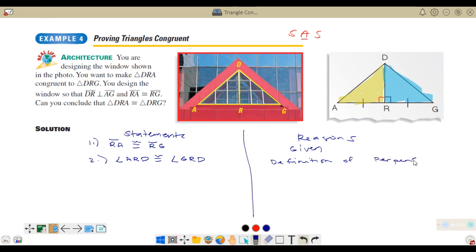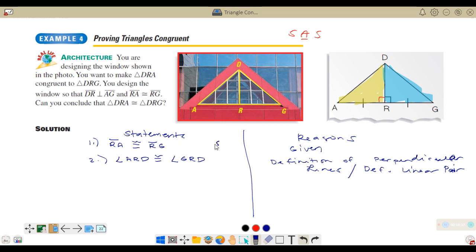Pwede rin naman na ang i-reason nyo ay definition ng linear pair. So, since AG is a line and DR is a perpendicular bisector, it divided AG into two congruent angles, ARD and GRD, which are both equal to 90 degrees.